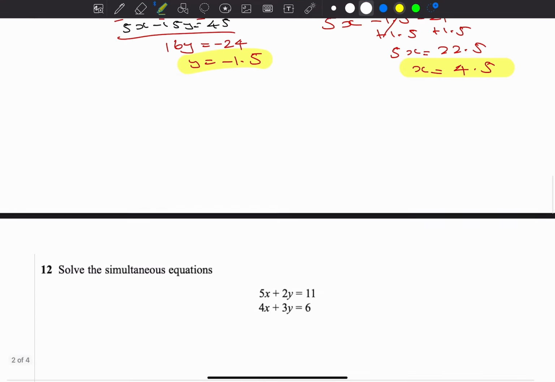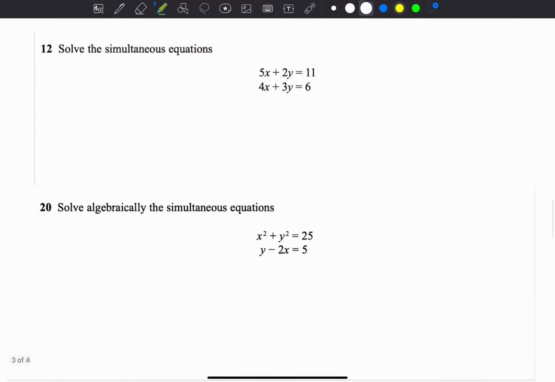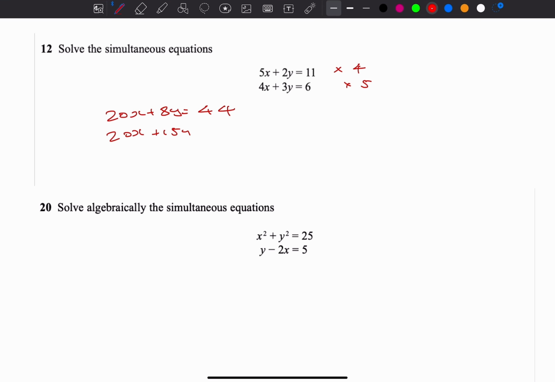Okay, those are your answers. Right, last one on the normal question. Times here by 4, times here by 5. 20x plus 8y equals 44. 20x plus 15y equals 30.